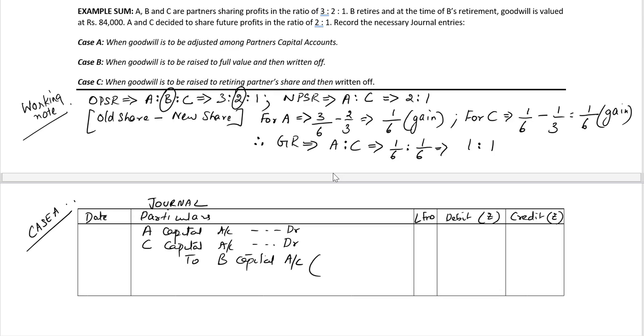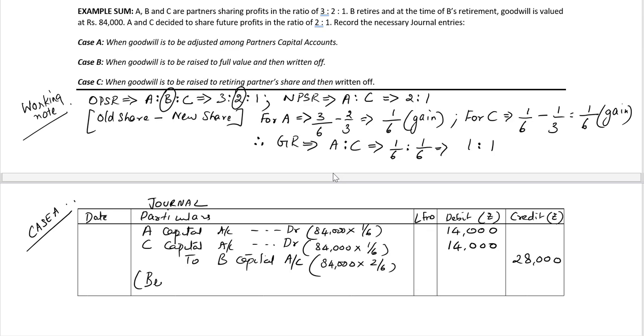We'll take the goodwill of the firm, 84,000 rupees, and multiply it with the gain and sacrifice of each partner. Sacrifice of B is 2 divided by 6. For A, it's 84,000 rupees multiplied by his gain, which is 1 divided by 6. And also for partner C, it's 84,000 multiplied by his gain, which is 1 divided by 6. It's 14,000 against A, 14,000 against C and 28,000 against partner B.